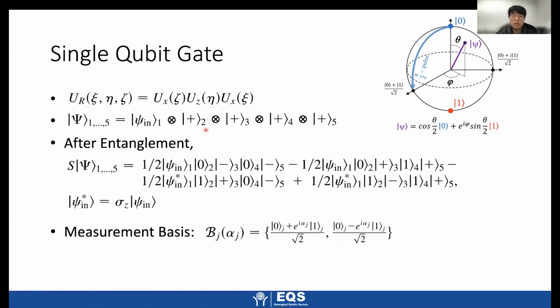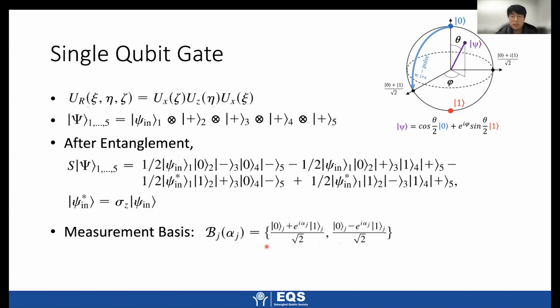Okay, so let's go through the procedure. We prepare this initial state, which is very familiar. We need 5 qubits here, and we do entanglements. After the entanglements, we have this kind of state. You can just calculate it with pencil and paper if you like. And we measure qubits 1 to 4 using this kind of basis.